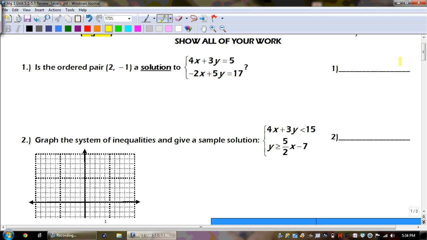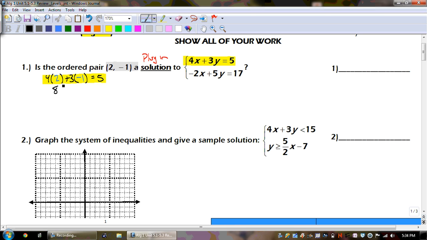Problem number 1. Is the ordered pair (2, -1) a solution to 4x plus 3y equals 5 and -2x plus 5y equals 17? When it's asking if it is a solution, we need to plug in. We're going to start with the top equation. We have 4 in parentheses, that's where we plug in the x value, plus 3 equals 5. So we plug in the 2 and the -1.